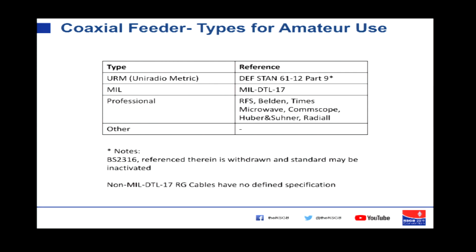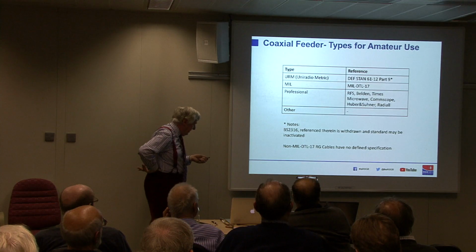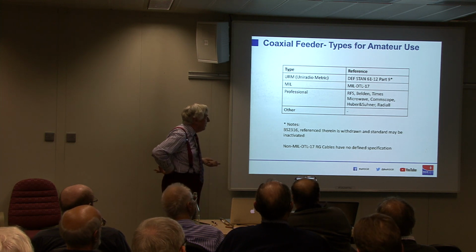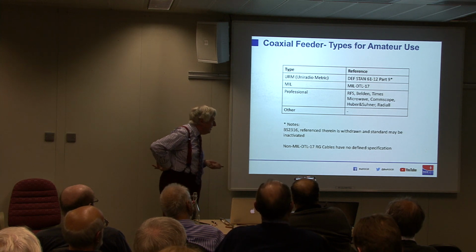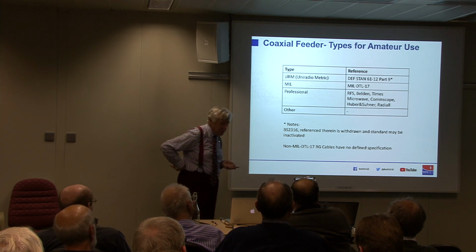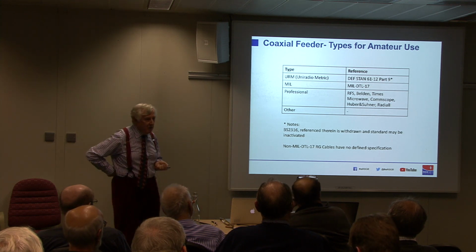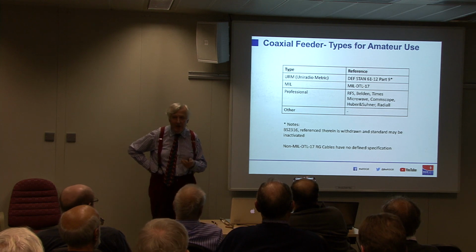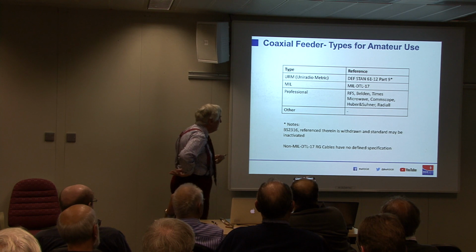This was, as I said, when coax wasn't a mass market, this wasn't so difficult. It's now quite difficult because it's a mass market. There are some standards to which you can try to buy cables. The old one of the UK-based Uniradio cables to Defence Standard 61-12 Part 9, the people who still work in that area can advise me of the latest, but Part 9 seems to be in some degree of uncertainty because the old British Standard BS 2316, which is referenced all over the place in it, has been discontinued. So I'm not personally 100% positive that a cable I buy which is labelled URM something or other is still bound to standards, but I would await advice on that.